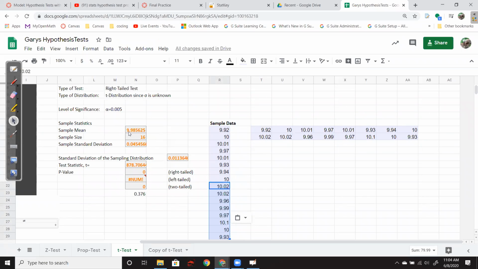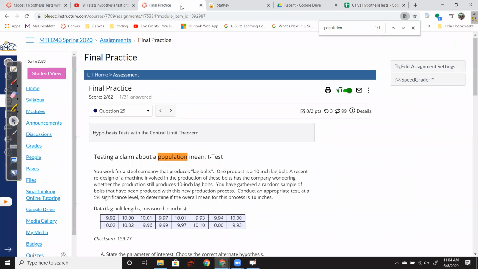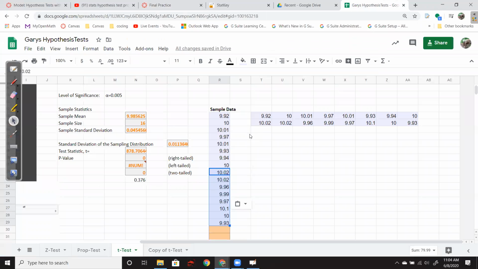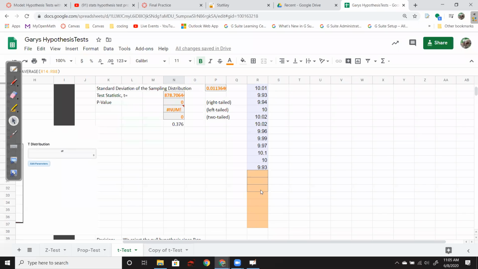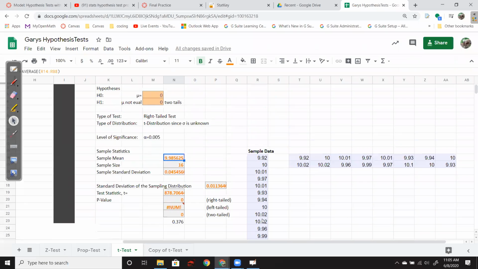And according to this, there should be 16 numbers. So looking back at the problem, 2, 4, 6, 8, 10, 12, 14, 16, starting with the 9.92, ending with 9.93. Just want to make sure I copied the right stuff. Yeah, looks like I got that right. Okay. This extra stuff on the right is no big deal. You could leave it or delete it. All right, so I got my data in there. It's calculating the mean of that. And it's also looking at some blank cells. And since the cells below are empty, it's no big deal.